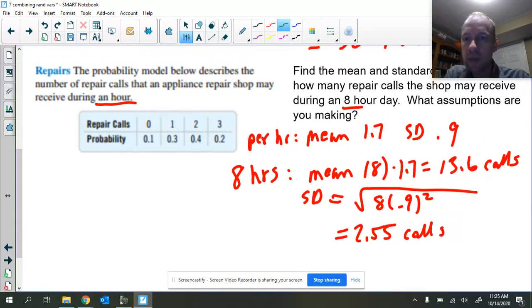Here's the repair question. Final answer on this one should have been a mean of 13.6 calls and a standard deviation of 2.55 calls. Hopefully you got it.